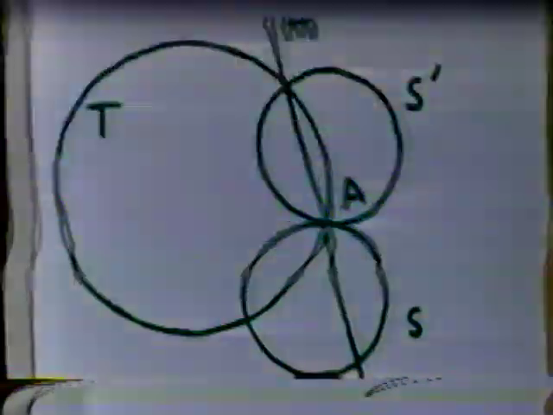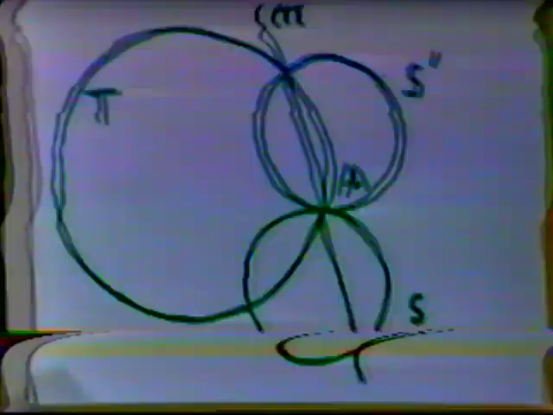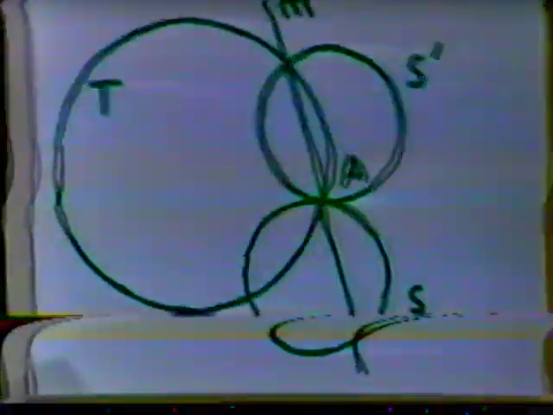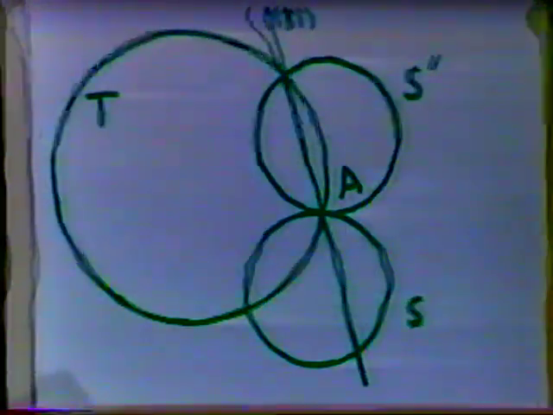The reason that solves the problem, of course, is that this line from A to this intersection point is not only a chord of S prime, it's also a chord of T, which consequently is a chord of the same length as the chord we drew through the circle S. So that line M is the line we're looking for.